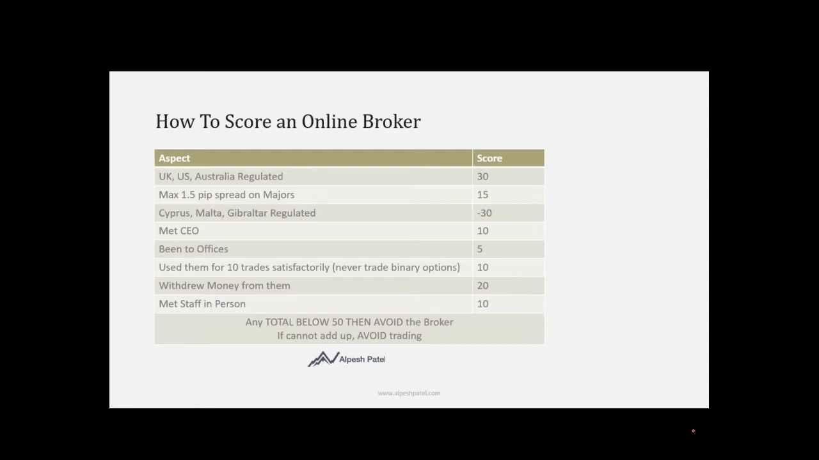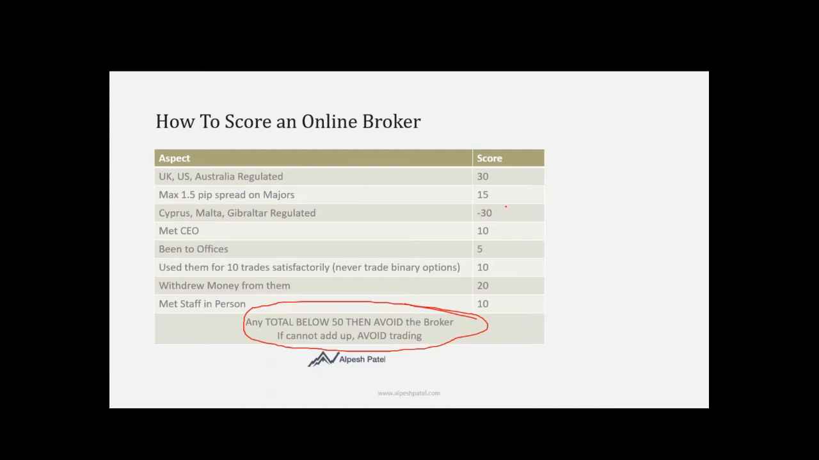When it comes to picking brokers, I created this score sheet for you because what I realized, it's one thing for me to tell you strategy is what we're looking at, what we like, what we don't like, and so on. But that still led to a lot of people messing things up because they got the wrong brokers. So I have a very simple score sheet. You might want to take a picture of this or write it down. Any score below 50, avoid the broker. All right, if you can't add these totals up, avoid the broker.